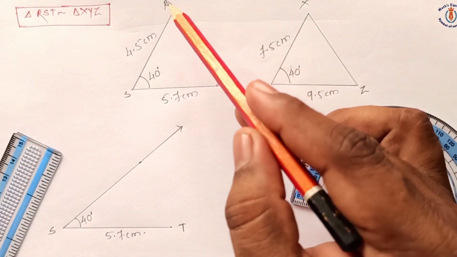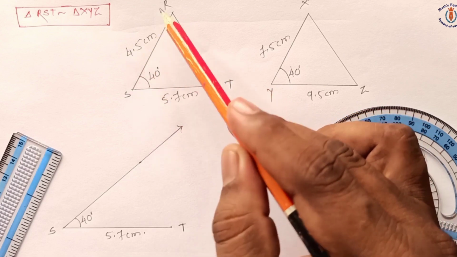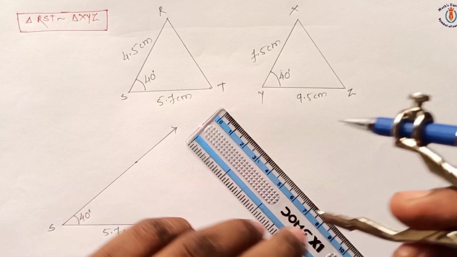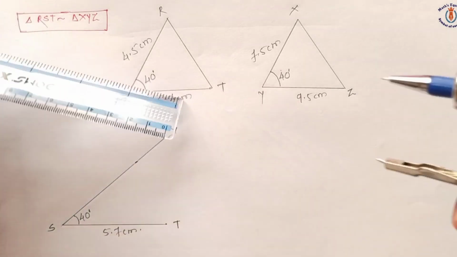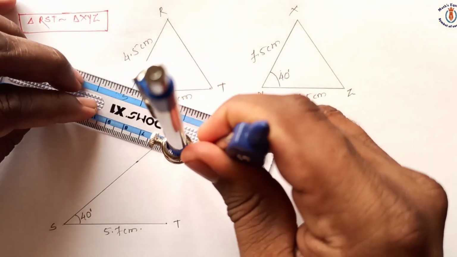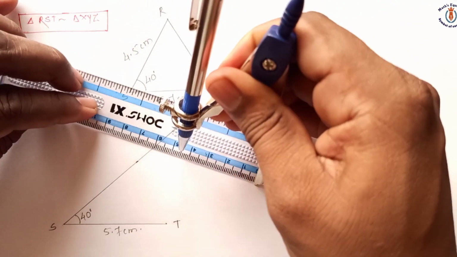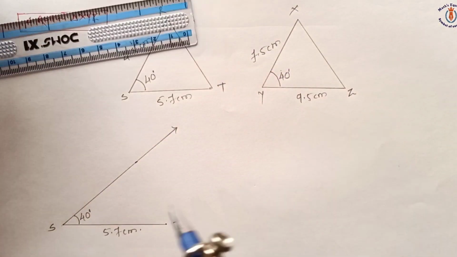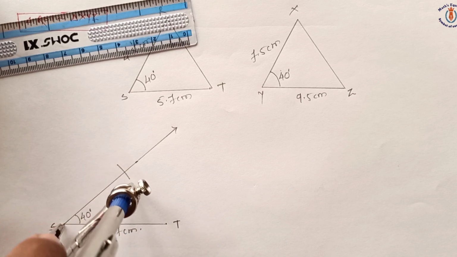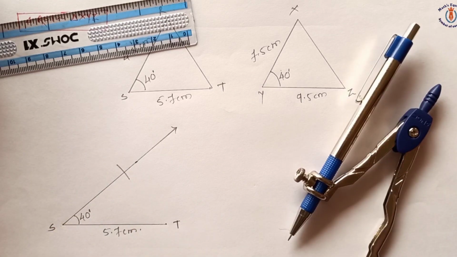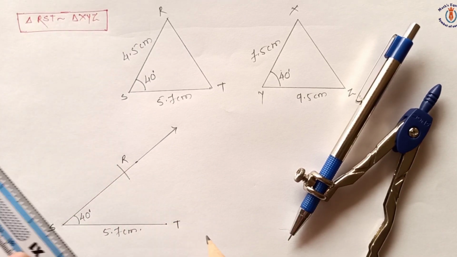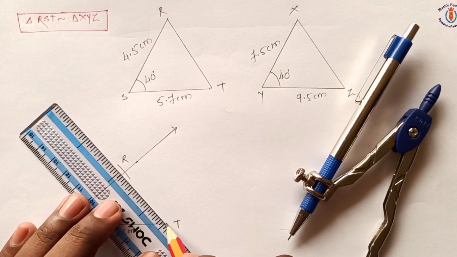This point R is at a distance of 4.5 centimeter from this S. So let's take that 4.5 centimeter in a compass. Like this, 4.5 centimeter, here it is. Look at this 4.5 centimeter. Now hold this compass on point S and make one arc like this. So this is point R. And join this point R with T.